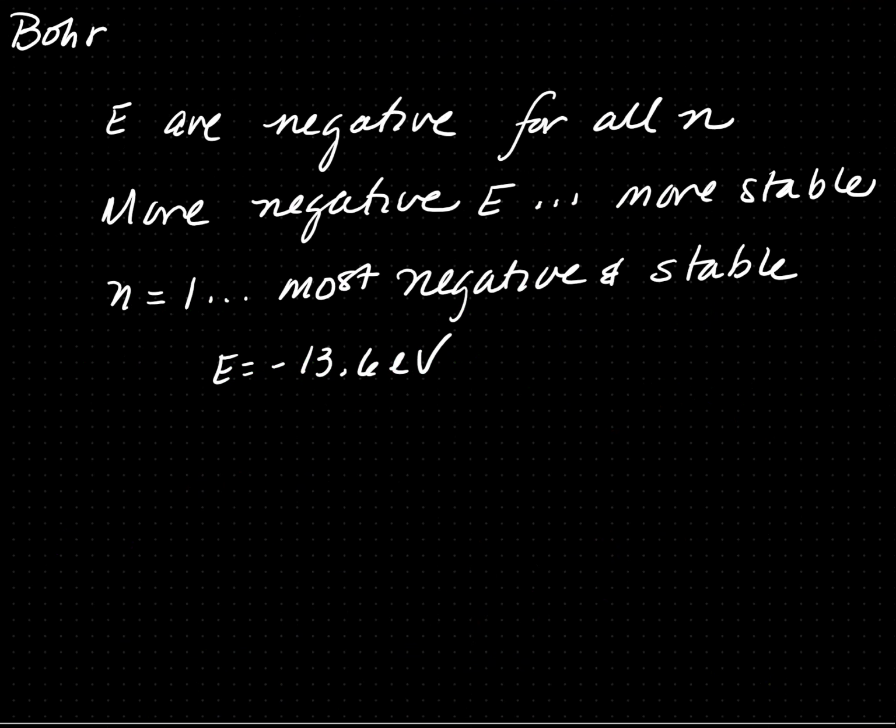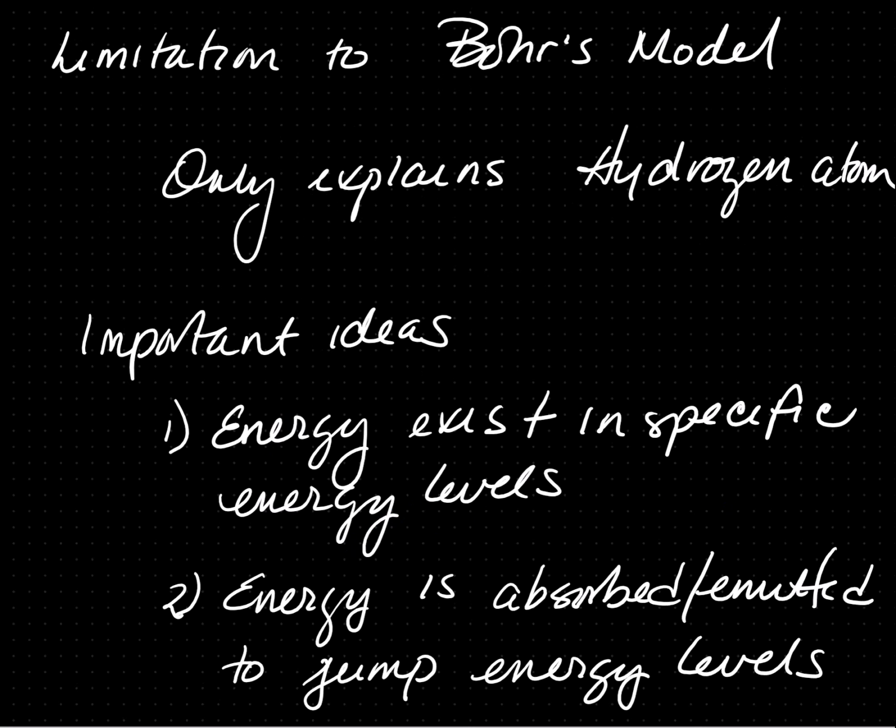As I stated earlier, for Bohr's model, the energies are all negative for all values of n, the energy level. The more negative the energy, the more stable the electron, the more stable the atom. When n is equal to 1, it is the most negative and most stable. When n equals 1, energy is equal to negative 13.6 electron volts. And remember, we stated it was negative because of Coulomb's law, because of the attraction between a positive proton and a negative electron. However, there was a limitation to Bohr's model. It only worked for hydrogen atoms.